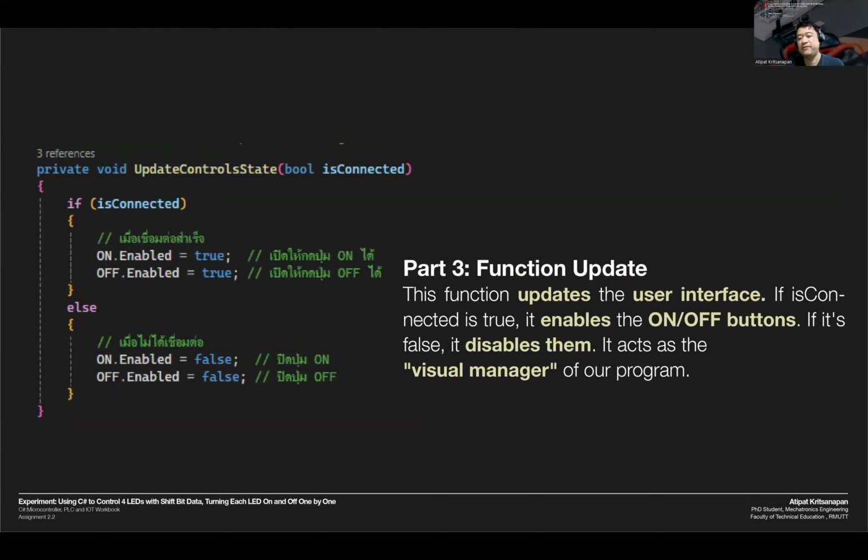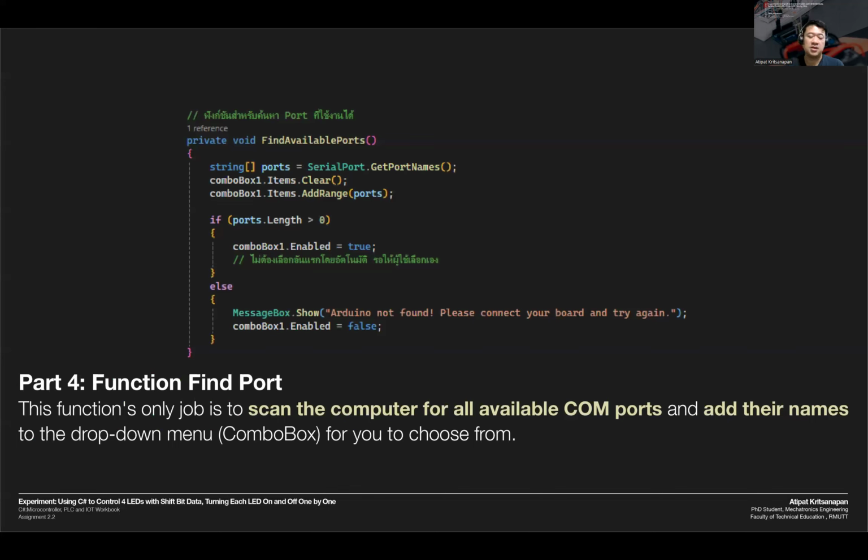Function update. This function updates the user interface. If connected is true, it enables the on and off buttons. If the connection fails, it disables them. It acts as the visual manager of our program.